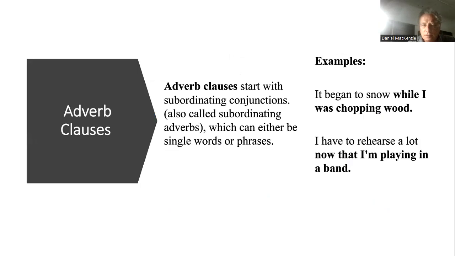Adverb clauses start with subordinating conjunctions, also called subordinating adverbs, which can be either single words or phrases. Example, it began to snow while I was chopping wood. The adverb clause would be while I was chopping wood. Another example, I have to rehearse a lot now that I'm playing in a band. Now that I'm playing in a band would be the adverb clause.